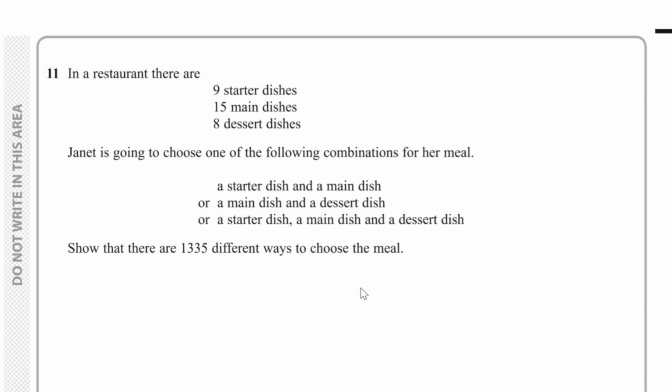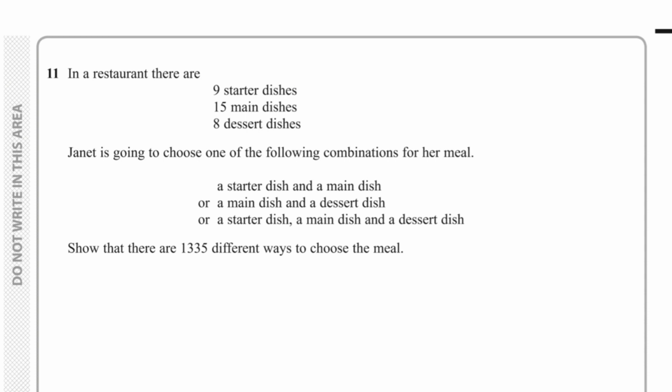Question number 11. In a restaurant there are 9 starter dishes, 15 main dishes and 8 dessert dishes. Janet is going to choose one of the following combinations for her meal. We've got a starter dish and a main dish, or a main dish and a dessert dish, or a starter dish, a main dish and a dessert dish. We have to show that there are 1,335 different ways to choose a meal.